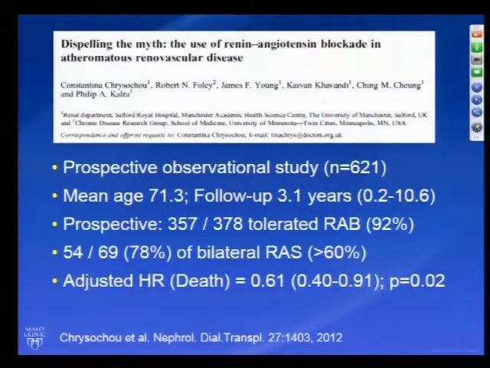In that group, some patients were on an angiotensin blocker, an ACE inhibitor or ARB. Among the 378 patients who were on that, 357 tolerated the medication well without any problem, so about 92%. Among those who had bilateral renal artery stenosis, about 78% tolerated the medication well without any significant complications. And by the way, renal artery stenosis was defined as more than 60% stenosis. When they did the multivariate analysis for deaths, they found that those who were on an ACE inhibitor or ARB had lower mortality compared to the group who were not on any of these drugs.